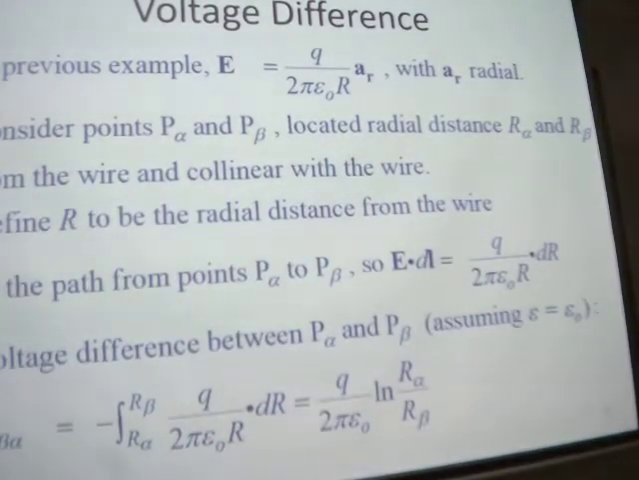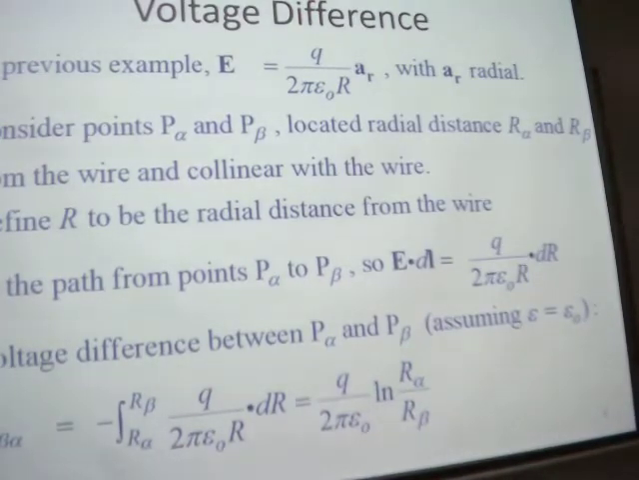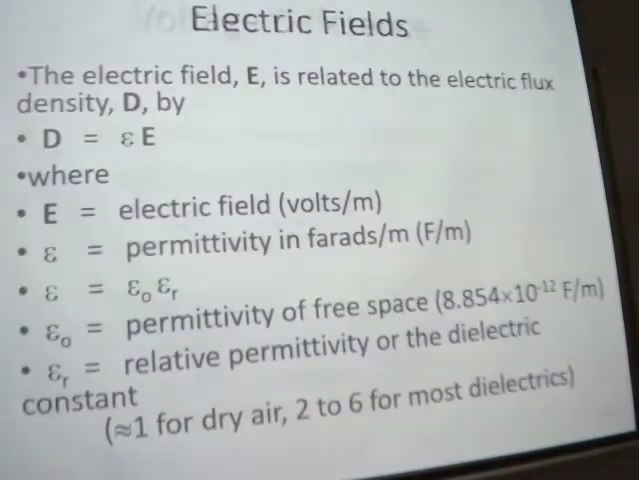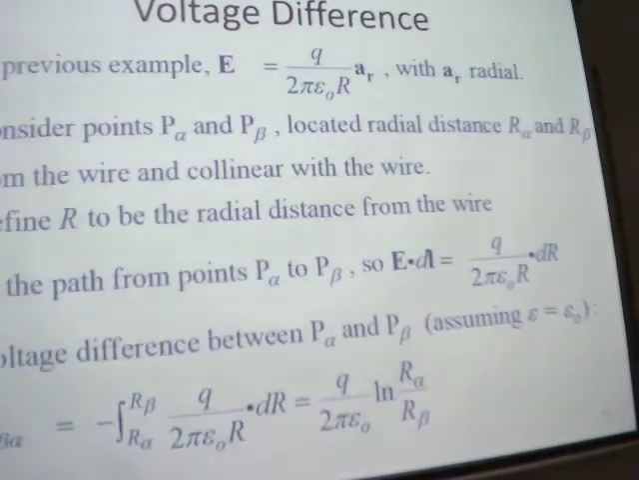Okay, so the voltage difference between these 2 points, okay? So here we also assume that there is no relative permittivity, so we'll assume that the relative permittivity is equal to 1, because we're assuming L is equal to 1. So we just calculate this. So the voltage between beta and alpha, okay, equals this.